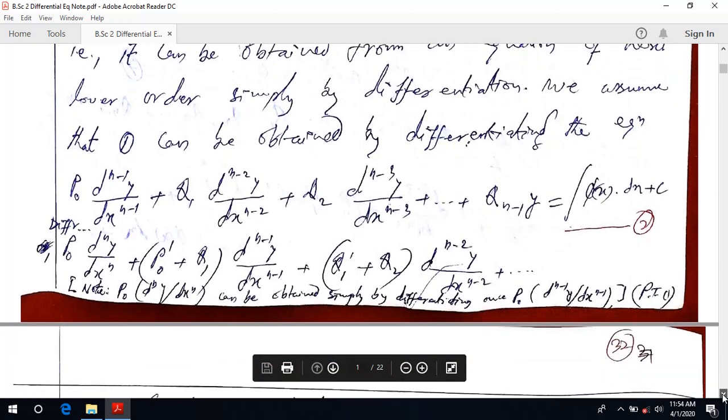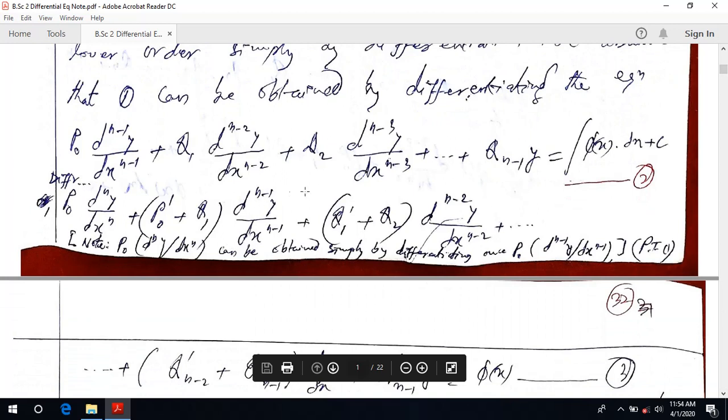Now let us differentiate this equation. Now we are going to differentiate this equation 2. How to differentiate it? We have product terms. This is a product of p naught and this derivative. This is a product of q1 and this derivative, and so on. This is a product of q n minus 1 and y. We know that p0, p1, q1, and so on are all coefficients, and these coefficients are functions of x alone.